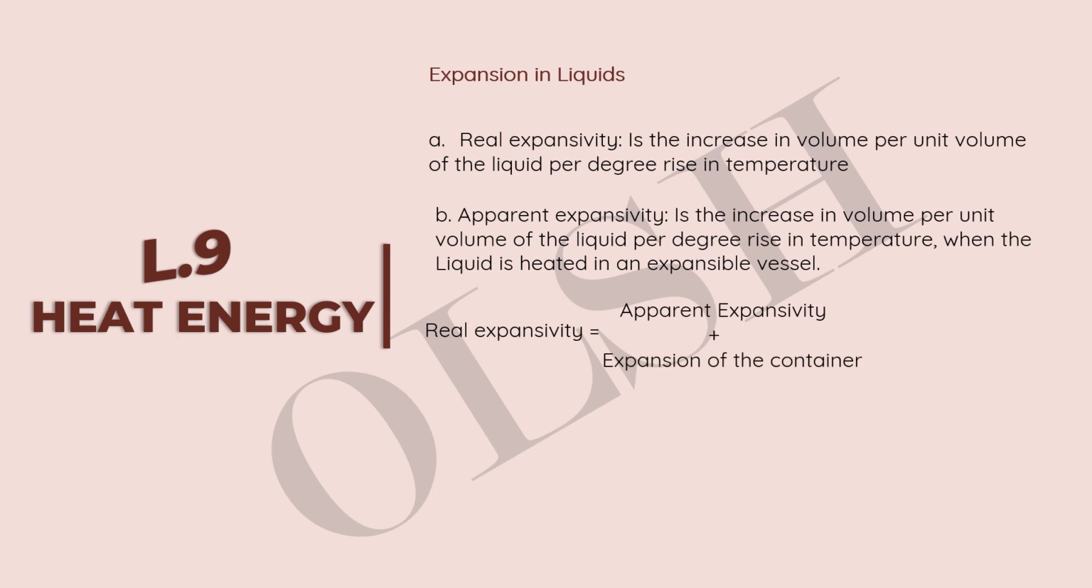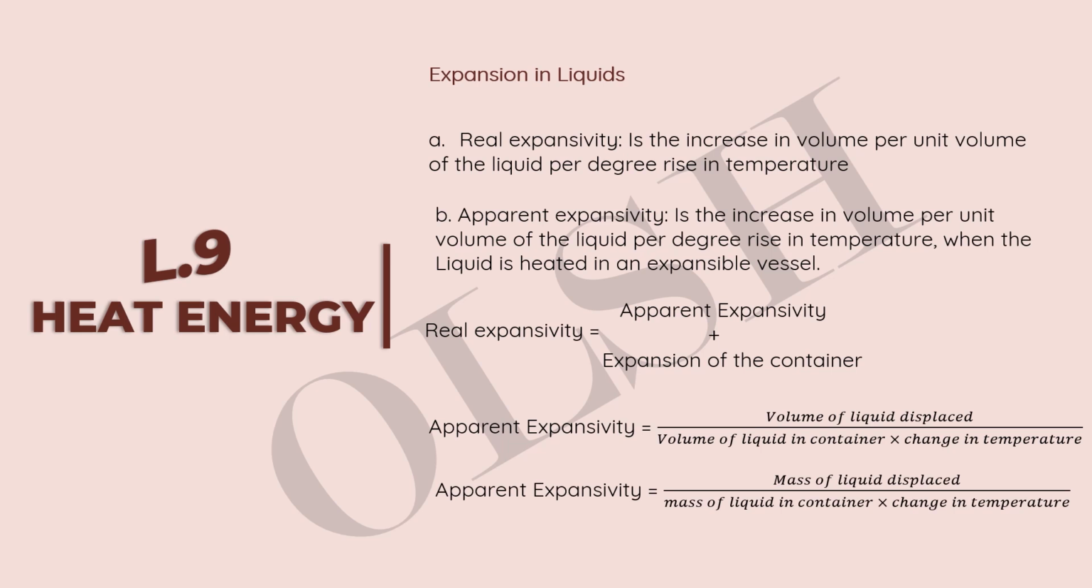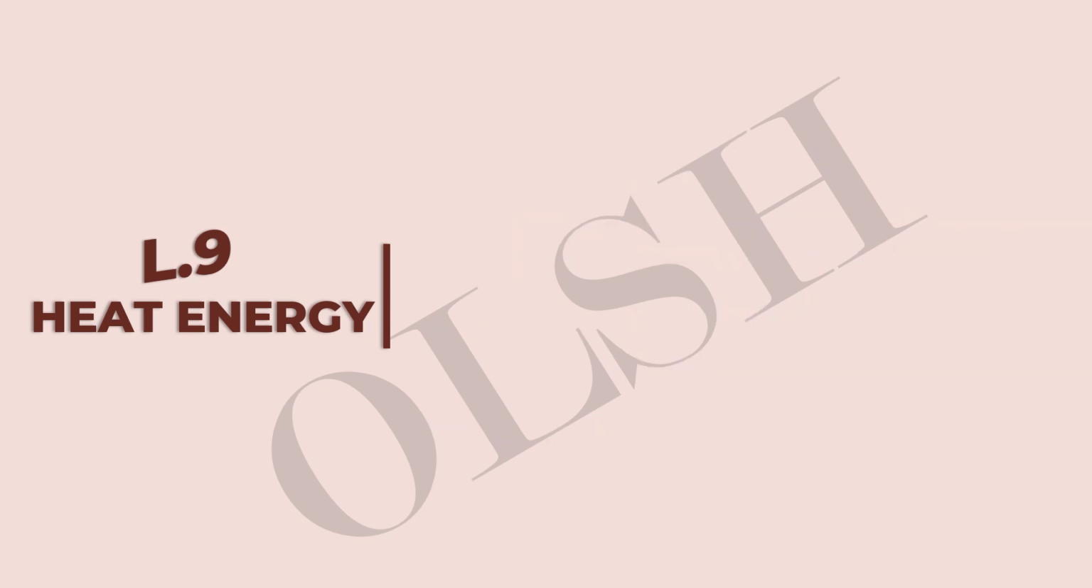the container. So in a situation where we have a container holding a certain volume of water and an increase in temperature causes it to displace some, since it can't accommodate that expansion, we'll have apparent expansivity as the volume of liquid displaced divided by the volume of liquid in the container times change in temperature. We can also use mass in place of volume since they are both proportional. So apparent expansivity can also mean mass of liquid displaced over mass of liquid in container times change in temperature. Okay, so let's take a little dive into the anomalous expansion of water.